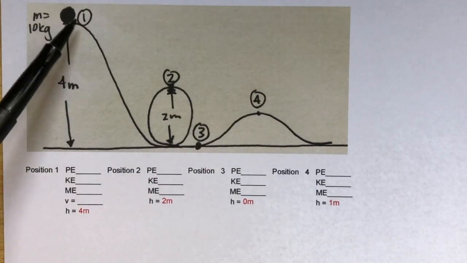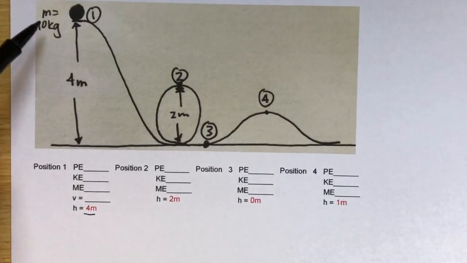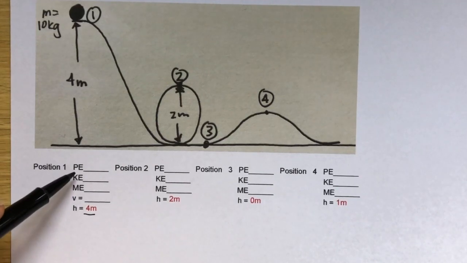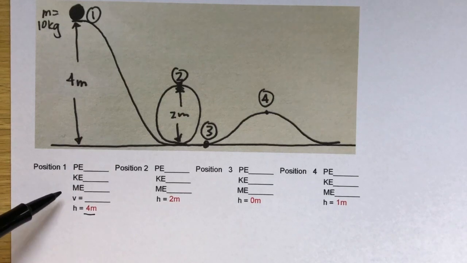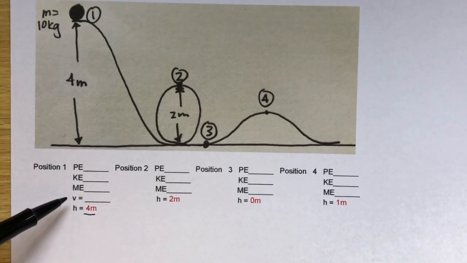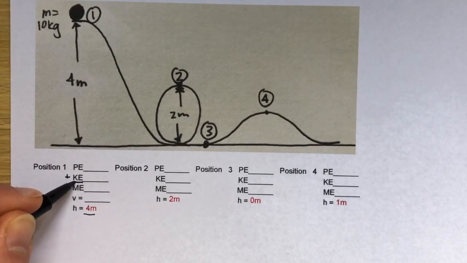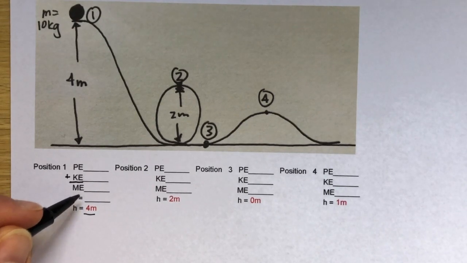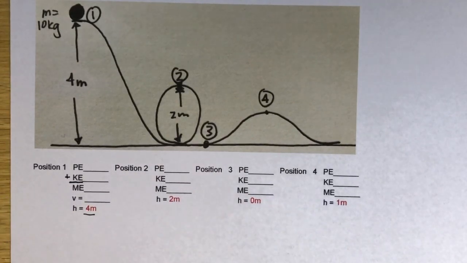So position 1 starts out, we're at a height of 4 meters, and the mass of this ball is 10 kilograms. Now, the other things that we look at here, we've got PE, potential energy, KE is kinetic energy, ME is mechanical energy, which is, again, the sum of the PE and the KE. And that is, according to the law of conservation of energy, something that will never change. So once we know the mechanical energy here, we can fill it in for all the positions.